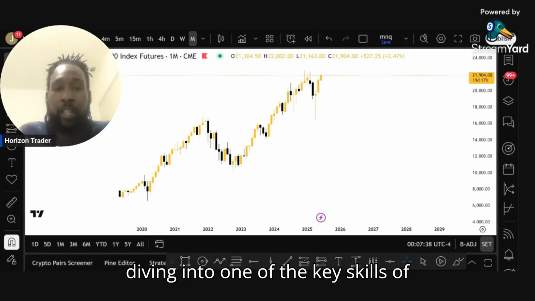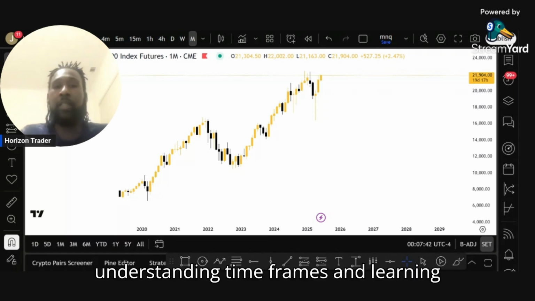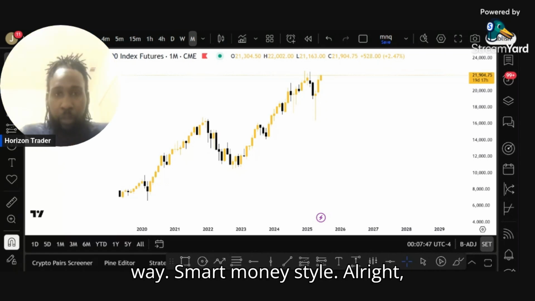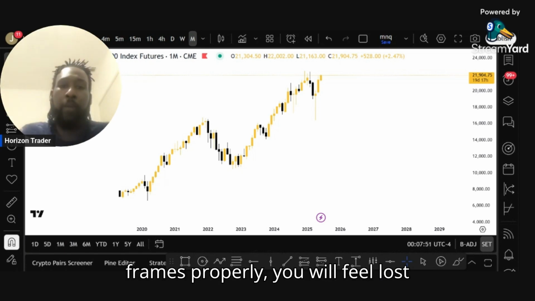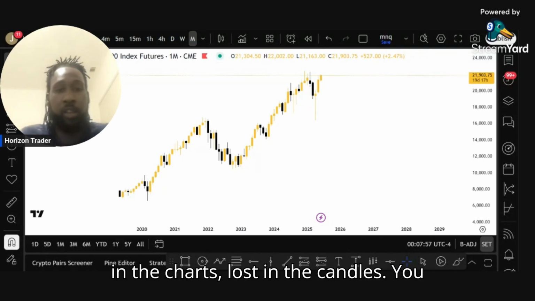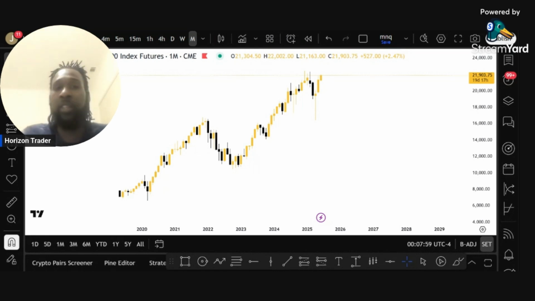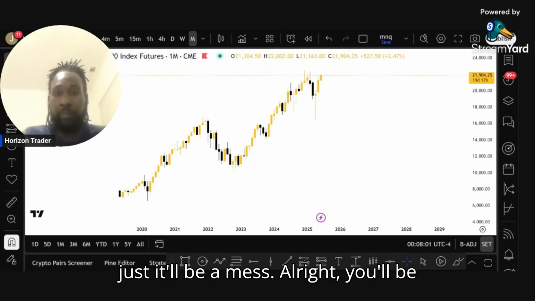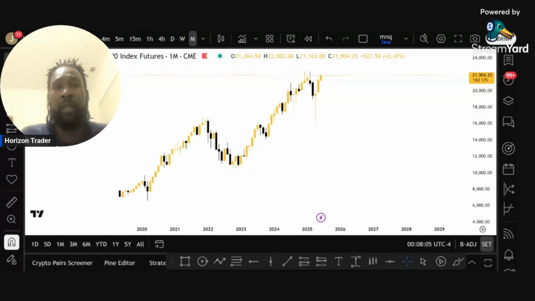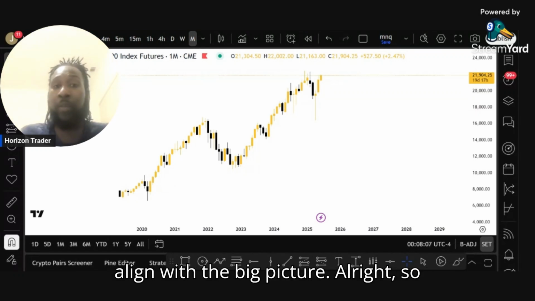Today, we are diving into one of the key skills of becoming a professional trader: understanding time frames and learning how to do top-down analysis the right way, smart money style. If you don't flow through your time frames properly, you will feel lost all the time. You get lost in the charts, lost in the candles. It'll be a mess. You'll be second guessing your setups. You'll be taking trades that don't even align with the big picture.